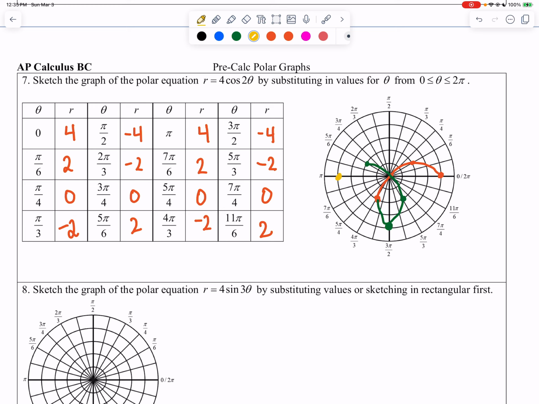At 7 pi over 6, we're at 2. And then at 5 pi over 4, we're at 0. And then at 4 pi over 3, we're back at -2, which then becomes pi over 3. At 3 pi over 2, we're at negative 4, which means that pi over 2 is going to be 4. At 5 pi over 3, we have negative 2, which means that 2 pi over 3 is going to be positive 2.